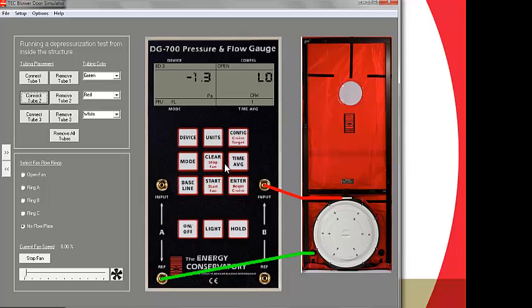We're going to use a time averaging now. We're going to take our baseline, so we've got the fan capped. We'll take our baseline reading, and we're going to change our time averaging. We'll click it once, it changes to a 5 second average. We'll click it twice, and that gives us a 10 second average. Now we'll want to take 5 10-second averages, so I'm going to write these down.